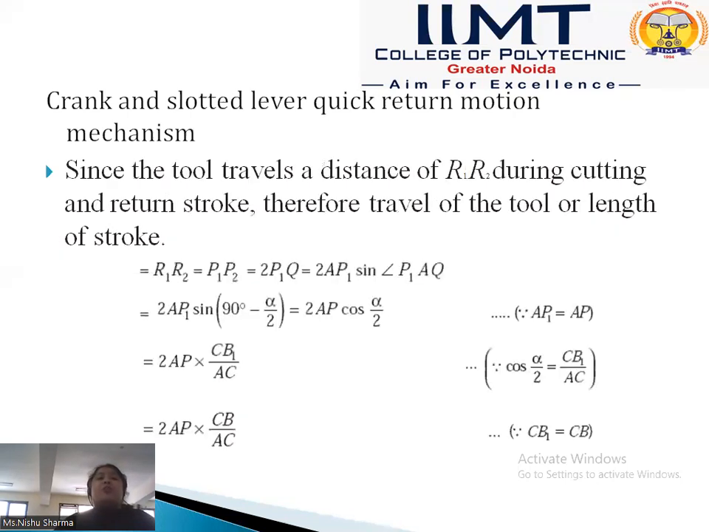This is all about the crank and slotted lever quick return motion mechanism, and also the length of the stroke, that is R1R2, for which we proved the derivation. It is equal to 2 AP into CB upon AC.